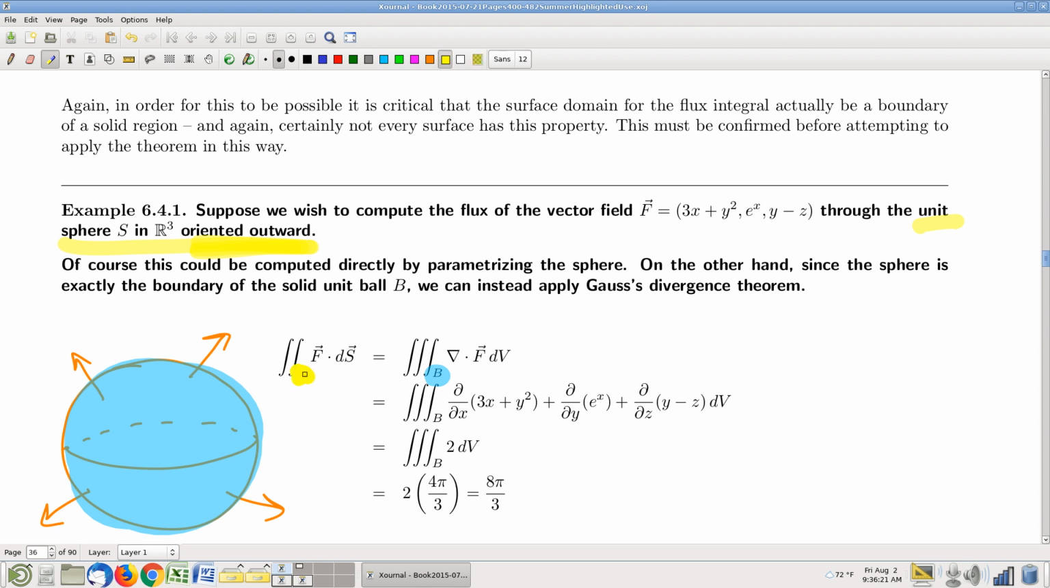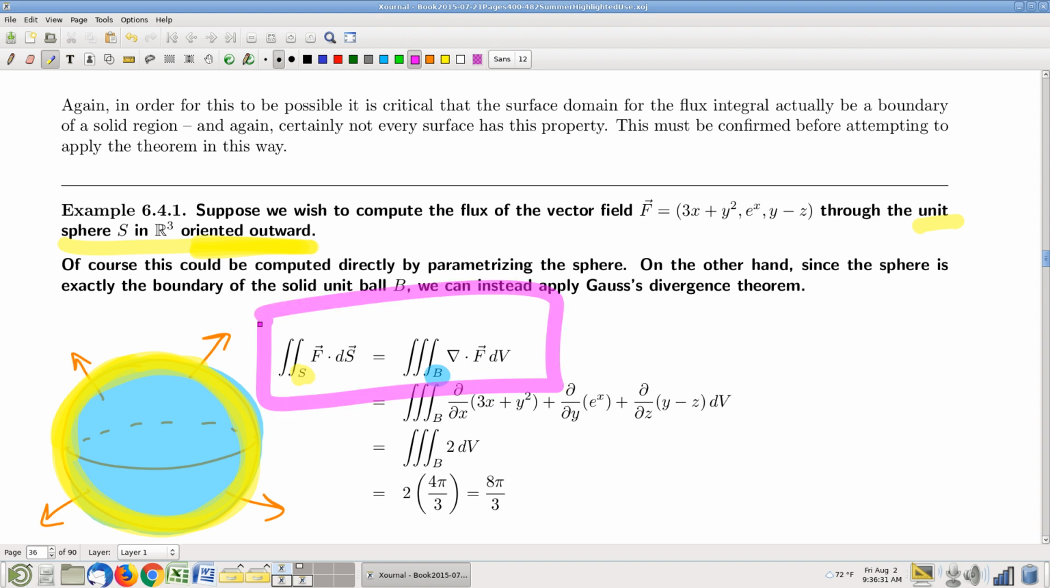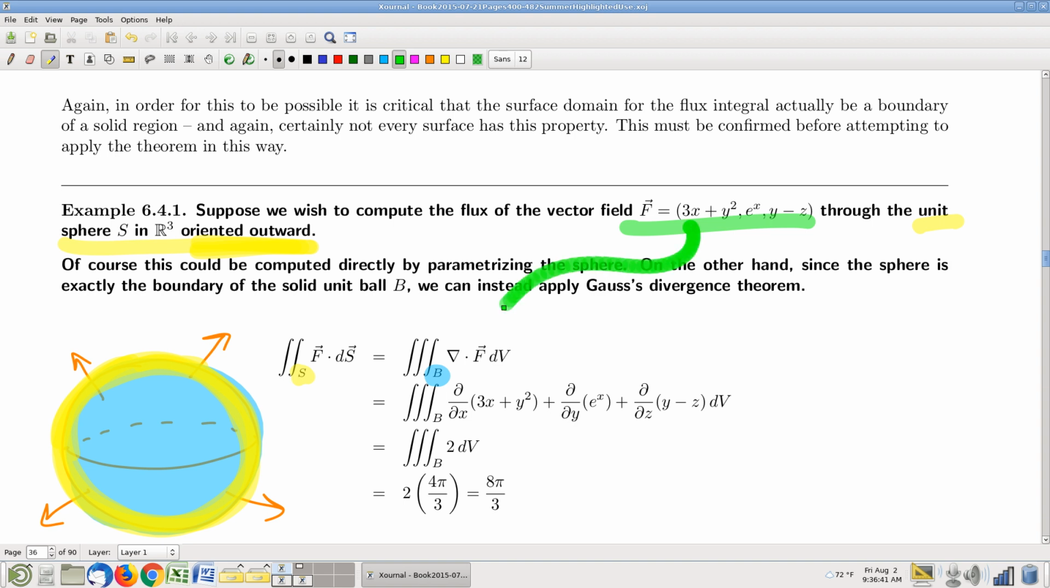So the flux through the boundary surface is the triple integral over the anti-boundary. That's what Gauss's divergence theorem tells us. Triple integral, that is, of the divergence. Now, in order to proceed, we've got to actually do this calculation. Here's the vector field. We've got to compute its divergence, like so.